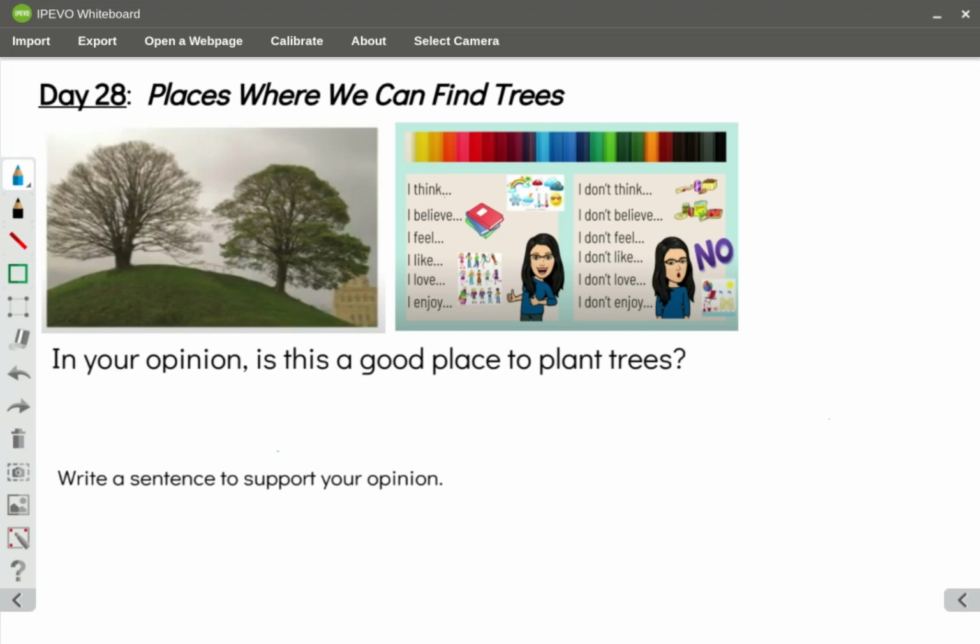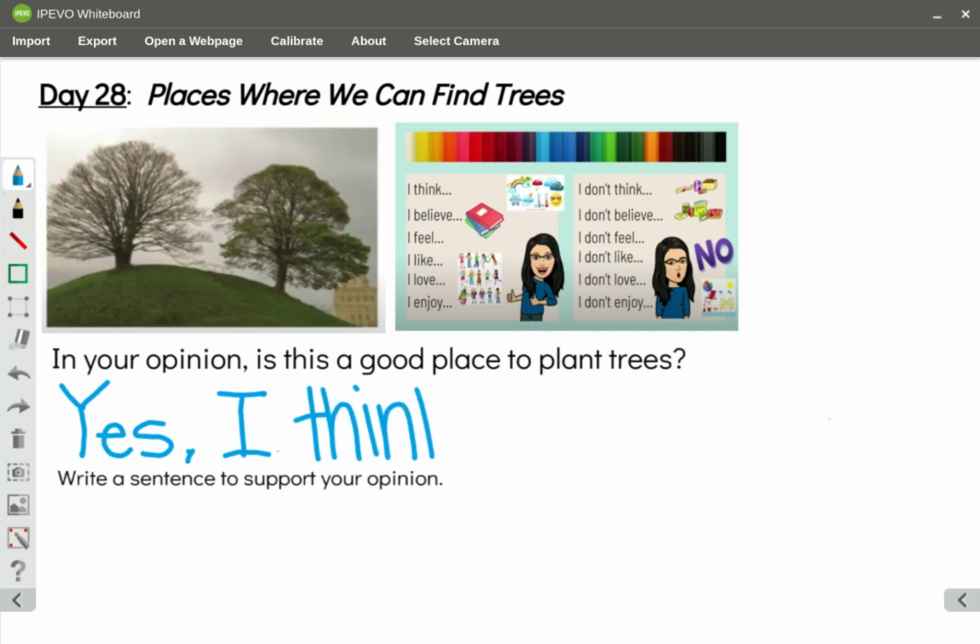In your opinion, is this a good place to plant trees? Yes. So I will start my sentence with yes. I have to capitalize my beginning letter. Yes. Now I have to write, I think. I think. What do I think? I think a hill is a good place.